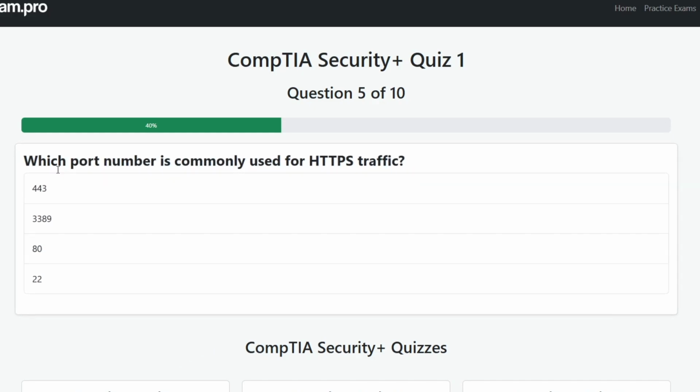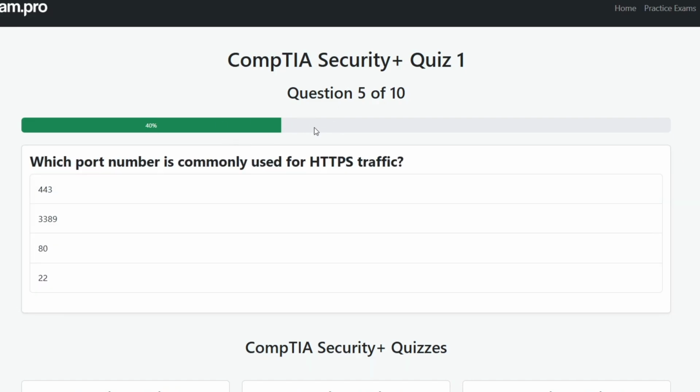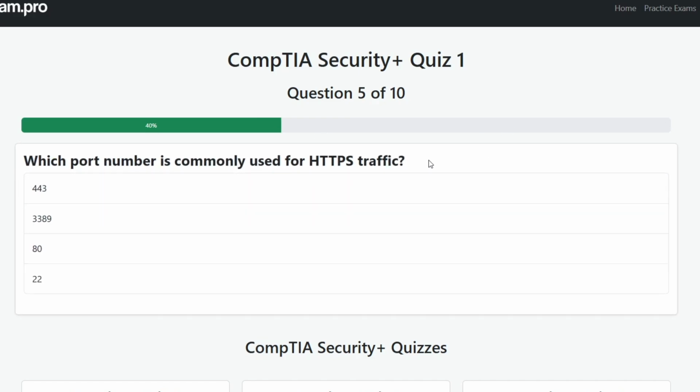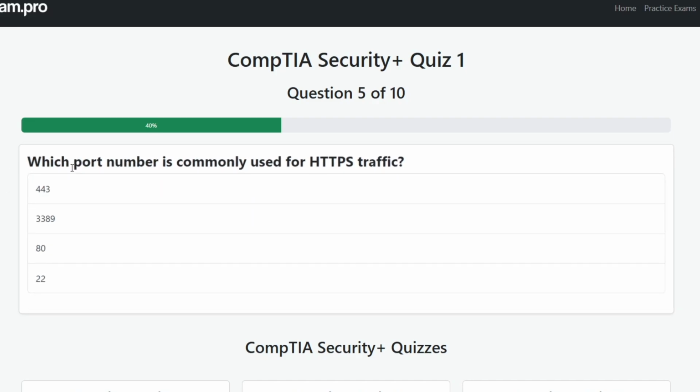Now, this is a pretty straightforward question. If you took the Network Plus, you might already know this. If you're studying for the Security Plus, it's pretty important to know basic port numbers for traffic. You will need to identify certain network traffic, things like that. So port 443 is HTTPS.